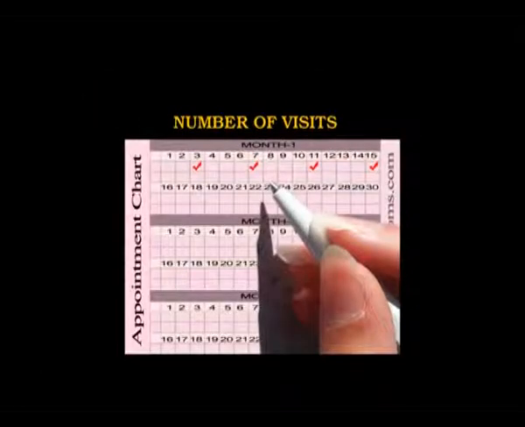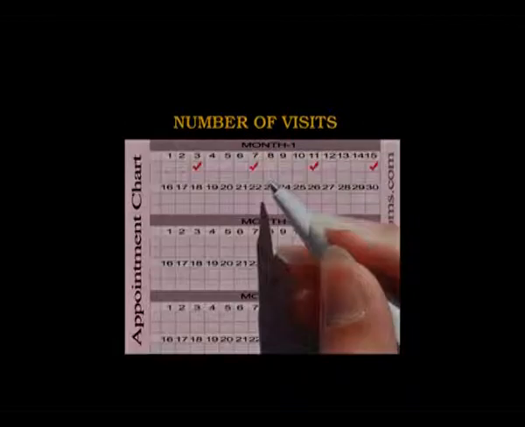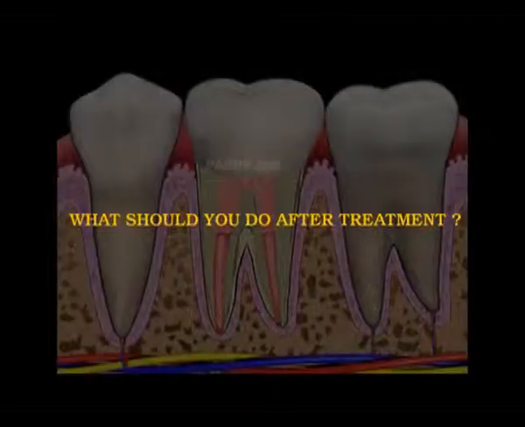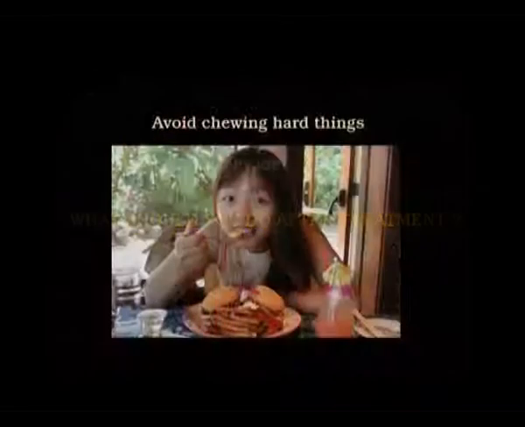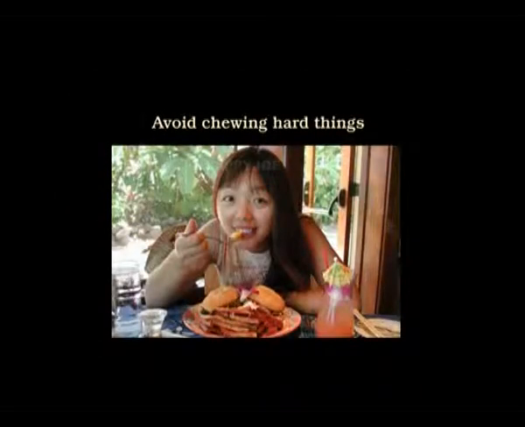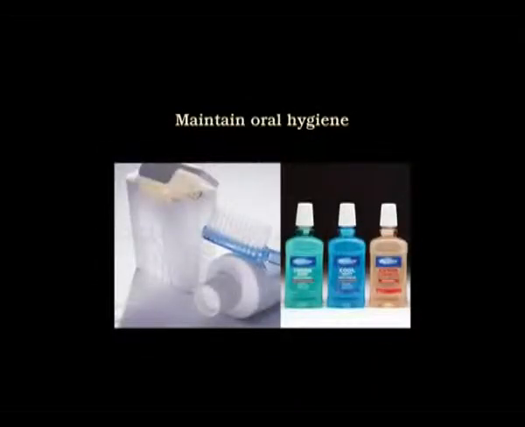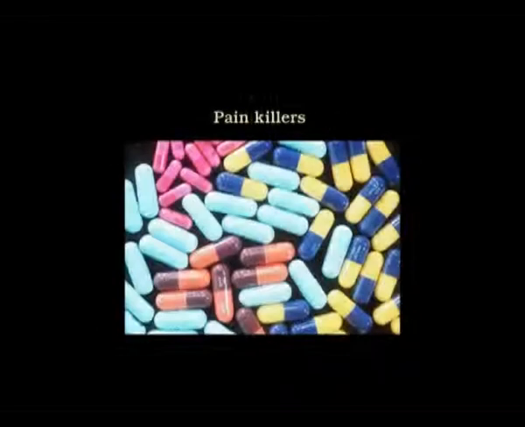Number of visits. Usually, it takes about 3 sittings to complete root canal treatment. What should you do after the treatment? You should avoid chewing hard things with the tooth that has undergone root canal treatment. Should maintain oral hygiene by brushing and flossing. There will be a mild discomfort, but that can be controlled by painkillers.